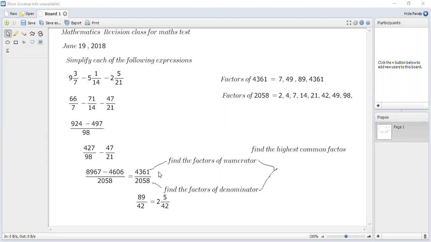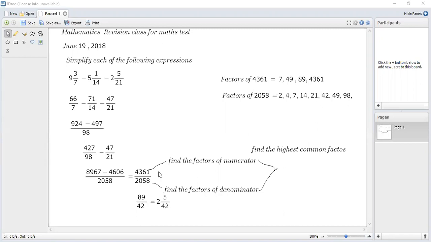You turn the mixed fraction into an improper fraction, then you cross multiply, then you find the factors of the numerator and the denominator, then you find the highest common factor, then if you have to, you turn it into a mixed fraction. So what do you do with the highest common factor?